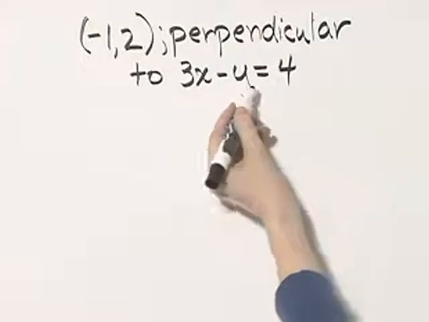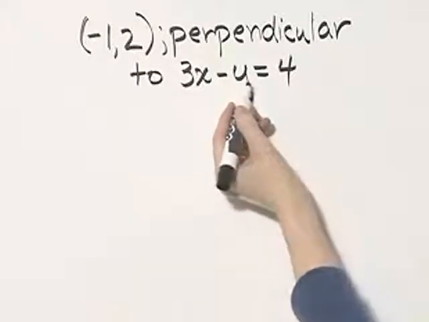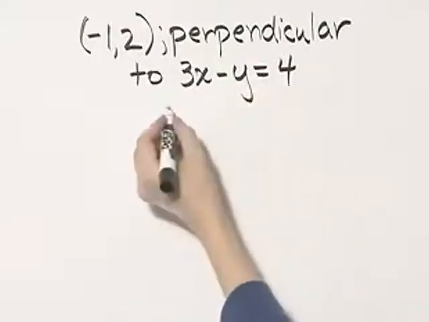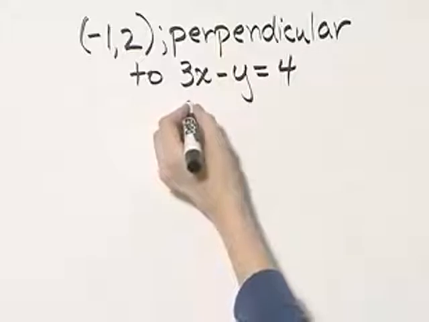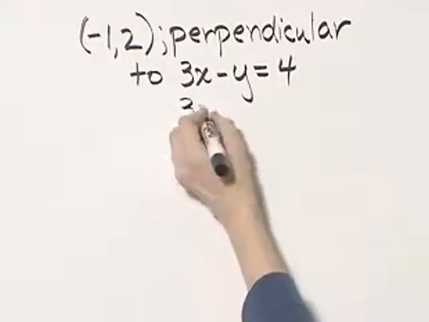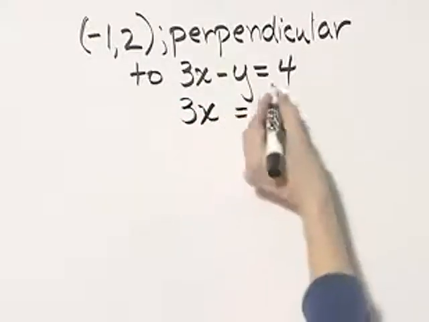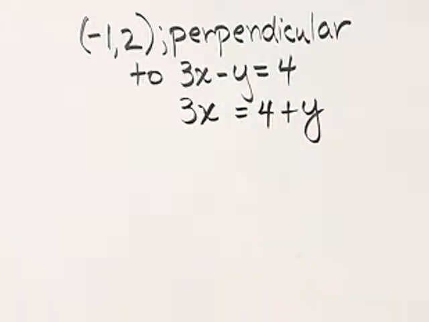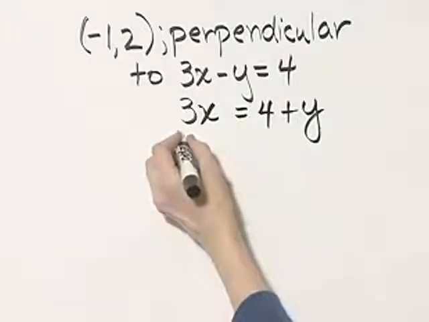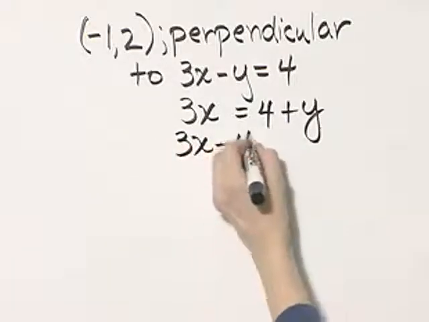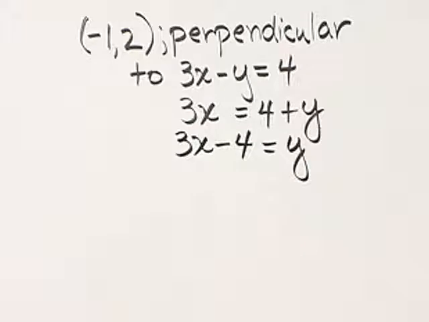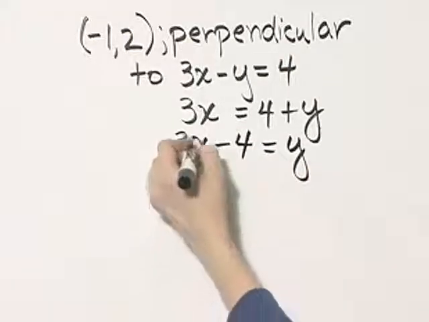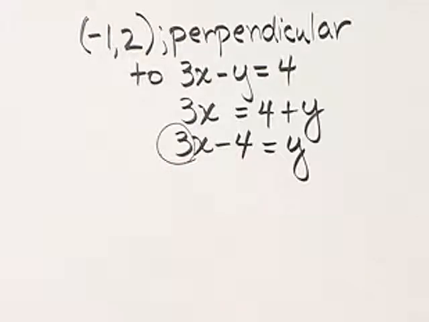I'll find the slope by solving this equation for y. Now, since I'm solving for y, I think I'll add y to both sides. If I take this equation and add y to the left side, I have 3x is equal to, if I add y to the right side, 4 plus y. And now I'll subtract 4 from both sides. I'll have 3x minus 4 is equal to y.